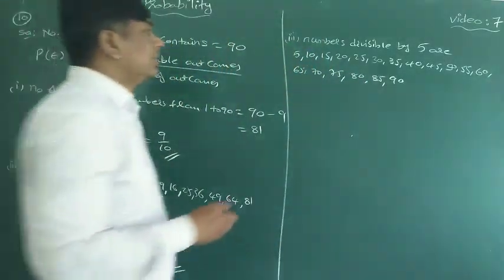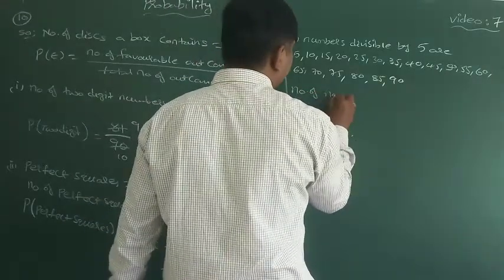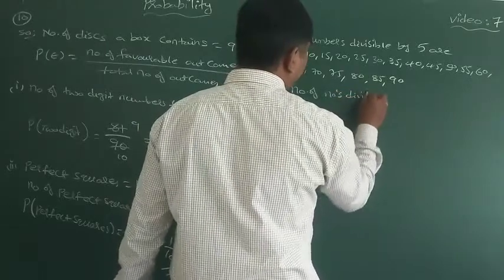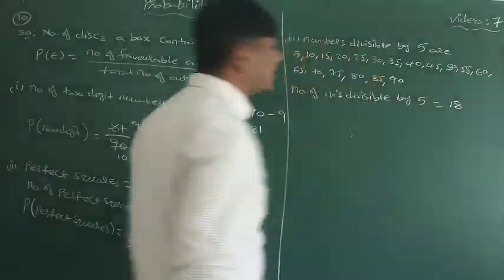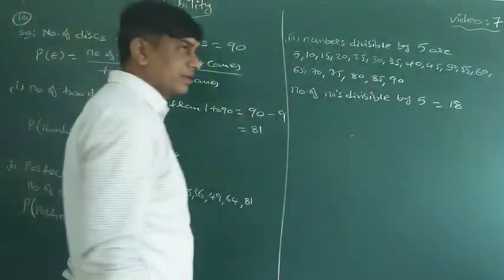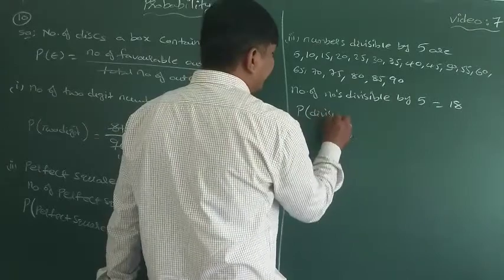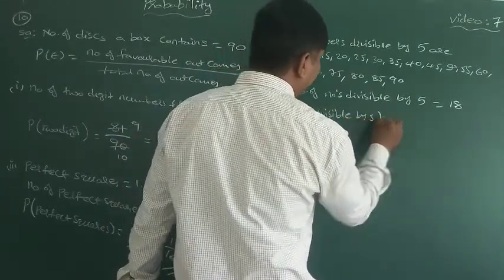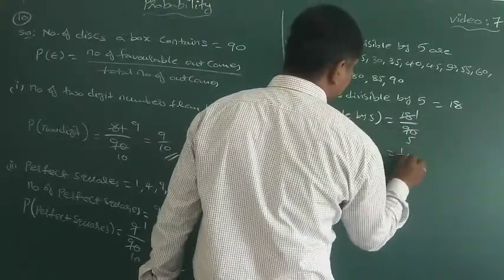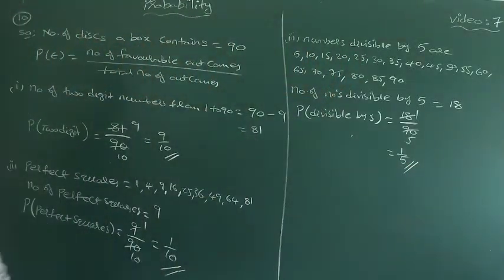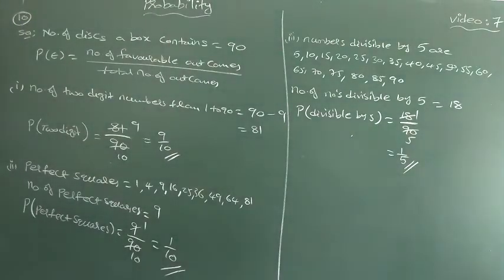How many are there? Number of numbers divisible by 5 is equal to 18, because 18 5s are 90. So probability of divisible by 5 is equal to 18 by 90. 18 1s are 18, 5s are 90. That is equal to 1 by 5.